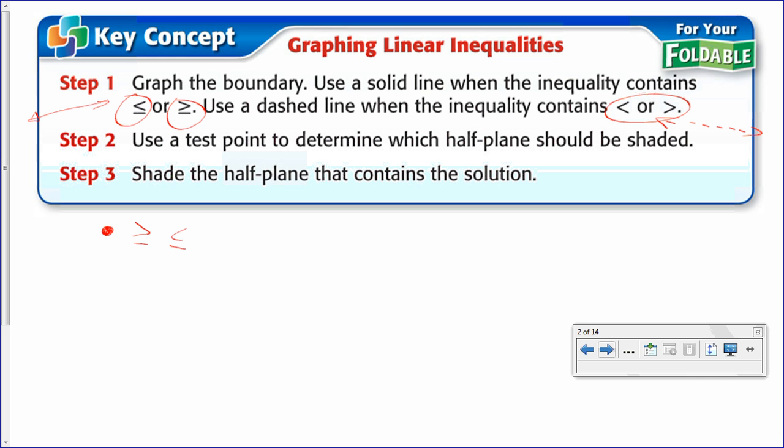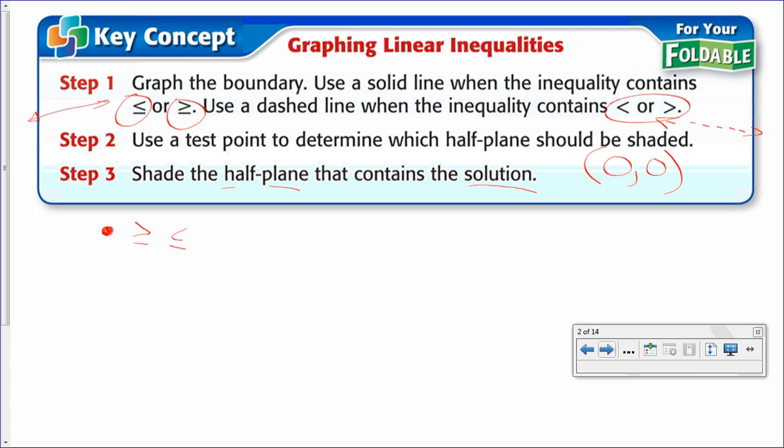Okay, now, step two, normally we use a test point to determine which half plane should be shaded. The test point that we always use, write this down, is 0, 0, so origin. Now, I'm going to show you a quicker way. We're going to have to plug those numbers into the equation. Okay? And in step 3, we're going to shade the half plane that contains the solution.